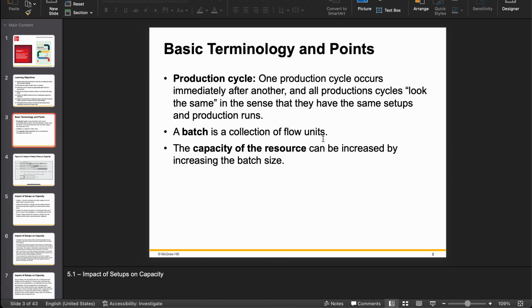Right. So a production cycle is something that you see where one production cycle happens one after the other, and all production cycles essentially look the same in the sense that they have the same setups and production time. In a lot of scenarios, this is true not just in manufacturing setups, but also in office or service setups, say when you're looking at a call center. In a lot of these places, there is always a setup time before you can actually start working.